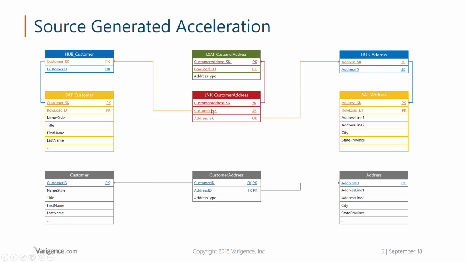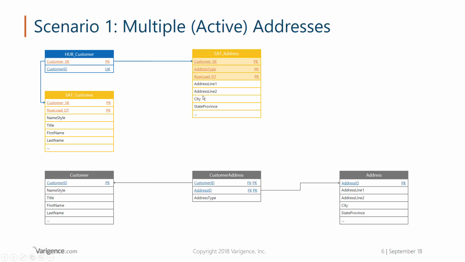Now, as I said, this may not be what you actually want. What you may want, if we think about scenario 1, is to actually have the address connected to the hub with the address type sitting inside of this address here, so that you have the address type sitting here, and that's what the multi-active satellites is. So what you will end up with is a customer address type and then the address information here.